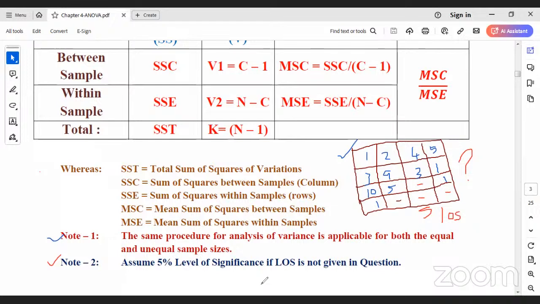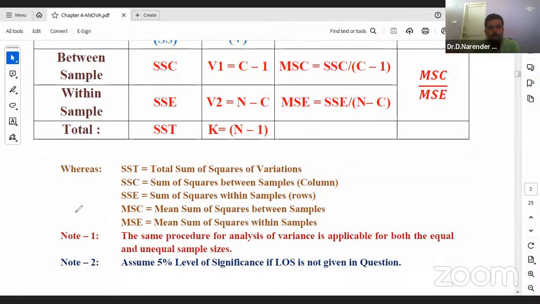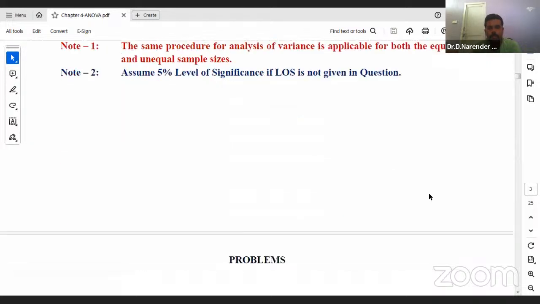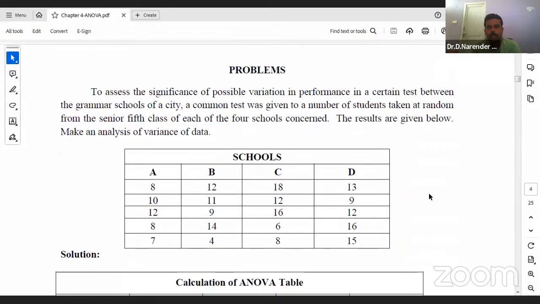Anybody any doubt in this table? No, sir. Okay, I think you understood this one. So I'm moving to the next step. Right. See here, now we'll start the problem. If you want to take a screenshot, you can take the screenshot.